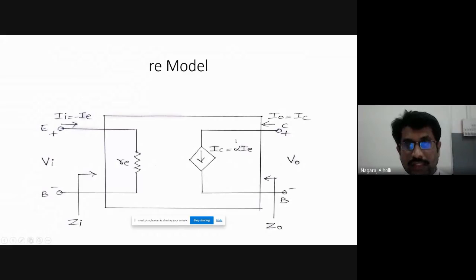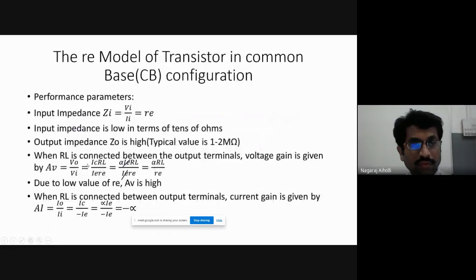Therefore, V0 is equal to IC into RL. What about VI? VI is equal to II into RE. Input current is II, input resistance is RE. Therefore, II into RE gives the input voltage VI, because they are in series. We have a single path here. So II into RE gives the input voltage VI. Therefore, AV is equal to V0 by VI, that is IC RL divided by IE RE.